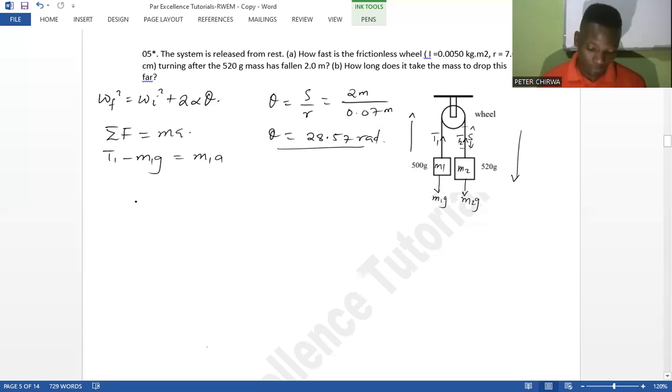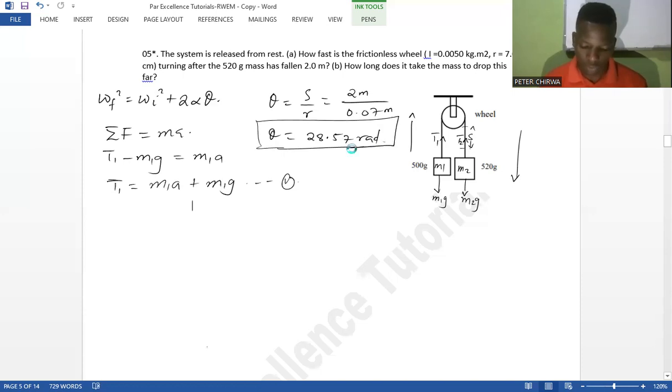So now, what we're going to have, let's make T1 the subject of the formula. So we're going to have plus, because the weight has gone the other side, which was a negative, it now becomes a positive. So let that be our equation 1. Okay, so let's keep this one. We're going to use it.